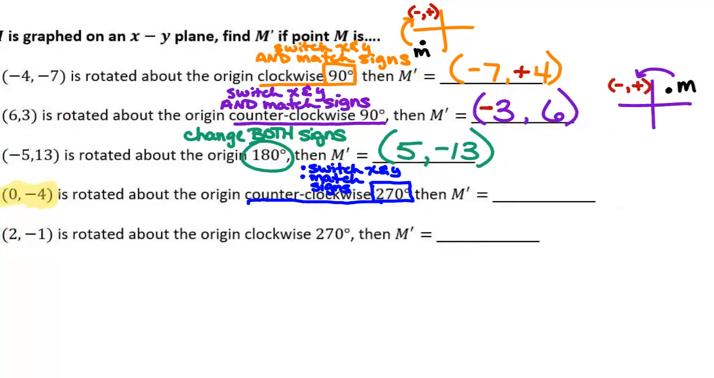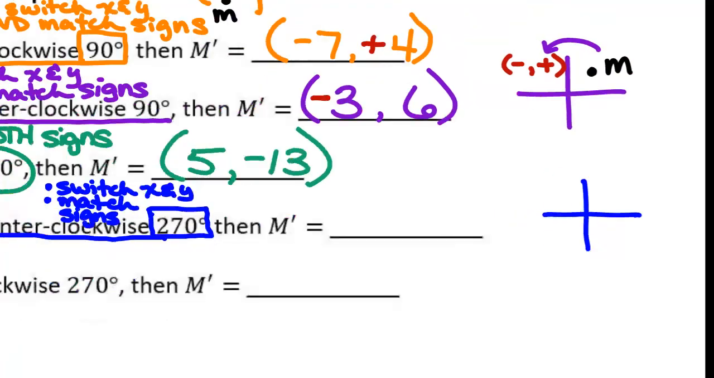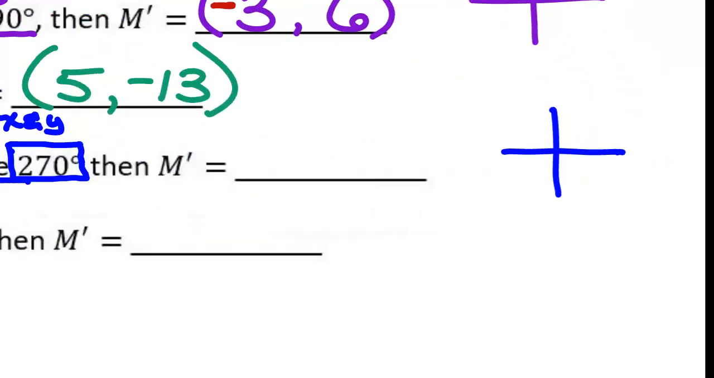So I'm going to draw a real quick XY axis over here. Figure out where our point M is. 0, -4. Well, 0, -4 is on an axis. It's not going to be inside a quadrant. It's actually going to be on one of our axes. Is 0, -4 on the x-axis or on the y-axis? It's on the y-axis. So M is going to be down here.